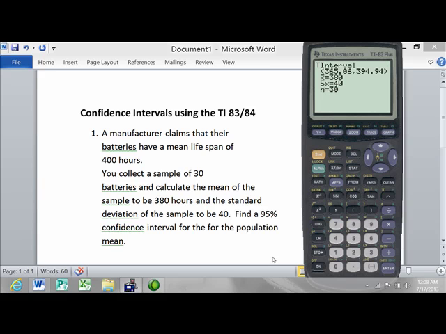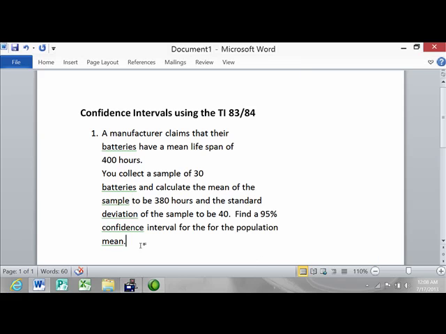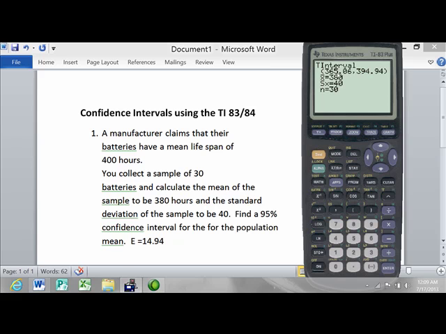And notice we get 365.06 to 394.94. You might notice that this interval is a little bit wider than the previous interval, and that's because it's a t-interval. If you calculate the error for this one, it is 14.94. How did we get the error? We take the maximum minus the minimum, the two bounds here, take the difference and divide by 2.